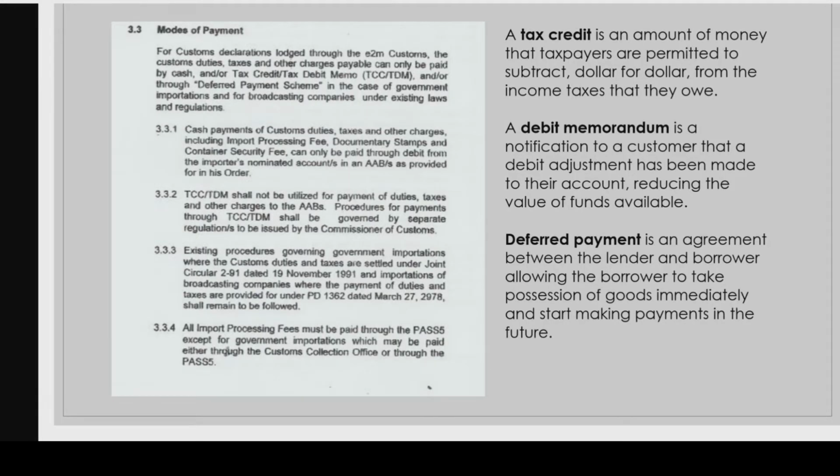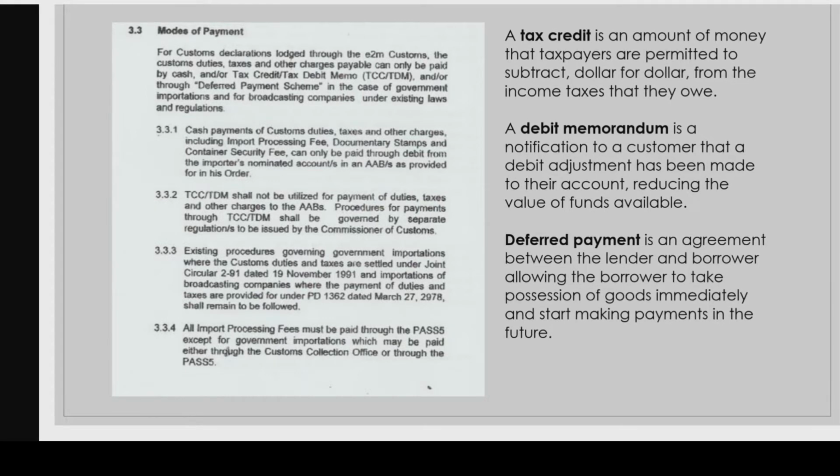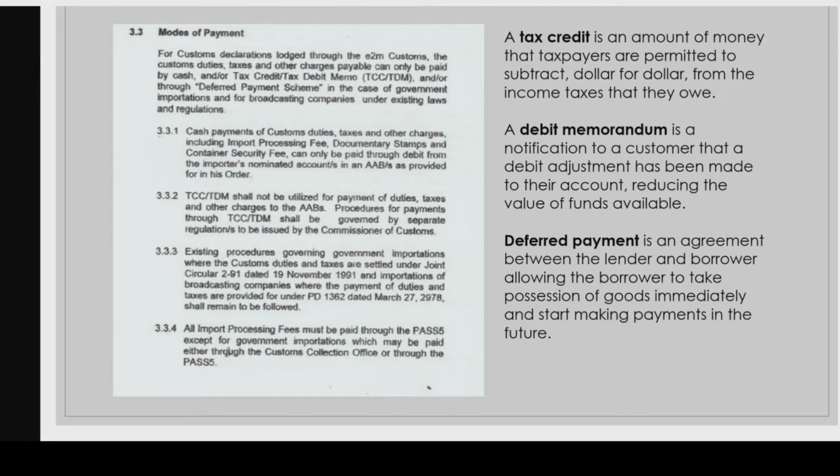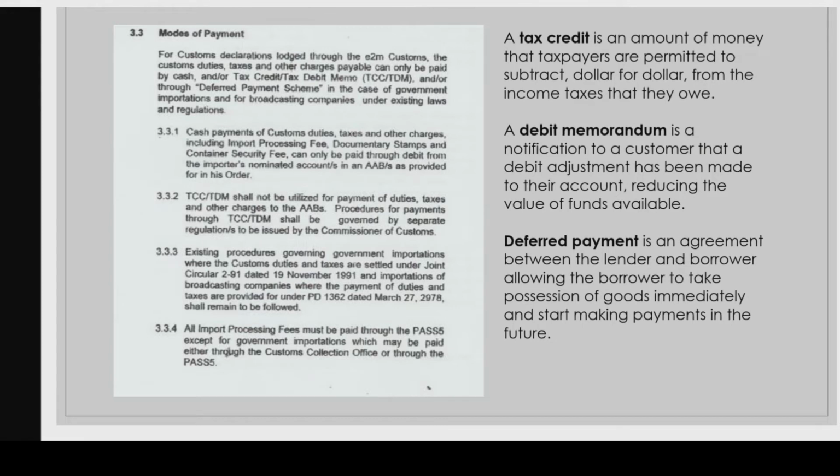Modes of payment. For customs declarations lodged through the E2M customs, the customs duties, taxes, and other charges payable can only be paid by cash and or tax credit or tax debit memo and or through the deferred payment scheme in the case of government importations and for broadcasting companies under existing laws and regulations.